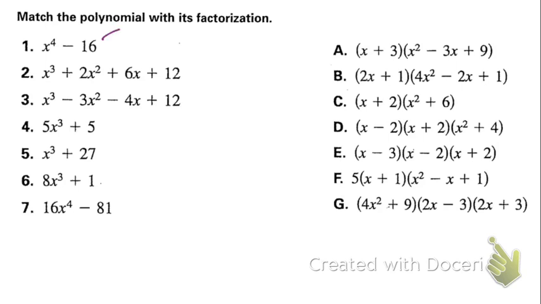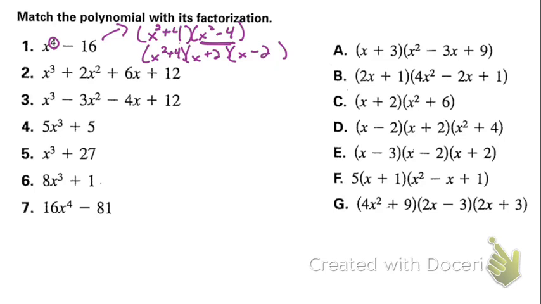All right, so I'm going to take this and go ahead and factor. Now, this is the difference of two squares, so it factors into x squared plus 4 and x squared minus 4. Keep in mind, it's an x to the fourth, so I had to do x squared plus 4 and x squared minus 4. After that, I have to break this down. So I'm going to keep this x squared plus 4, and then this breaks down into, right here, x plus 2, x minus 2. So which one does that match up with? I have 3 sets of parentheses, and I have D. All right, so D for number 1.